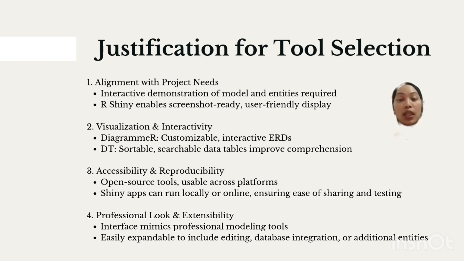Next, visualization and interactivity. We use DiagrammeR to create customizable and interactive diagrams, allowing users to explore relationships visually. For the tabular data, we use the DT package, which provides searchable and sortable tables, making it easier to understand and navigate entity data. Next, accessibility and reproducibility. All the tools used are open source and cross-platform, which means they are accessible to everyone, including evaluators and developers. Shiny apps can be run locally or deployed online, so the entire system is easy to share, test, and reproduce.